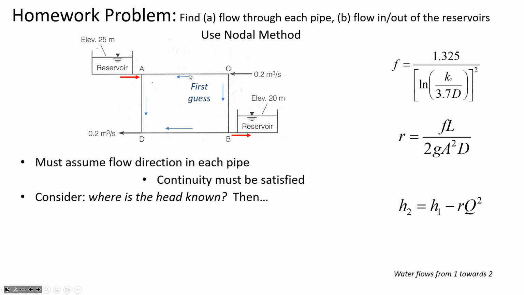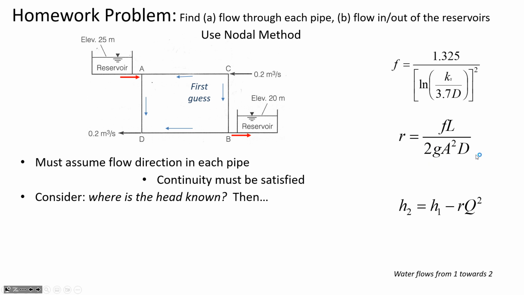Okay? So now we can relate these two equations because they're both saying the head at C is something. So if I relate those two together, then I'm saying the head at C is equal to the head at A, 25 meters, plus the head loss through pipe AC. Well, we can say that the head loss through pipe AC is R times the flow rate through pipe AC squared. And R is just the friction factor times the length of the pipe divided by 2gA squared times D.